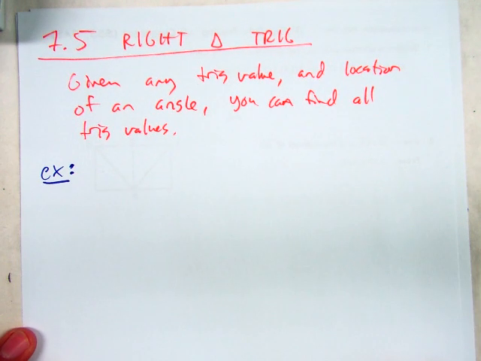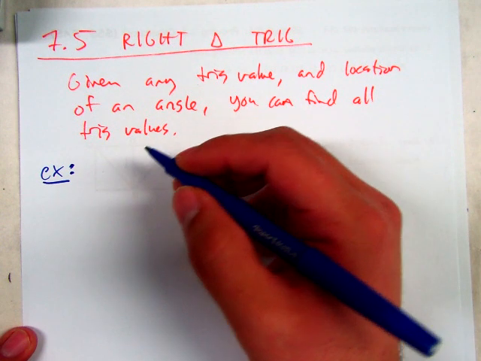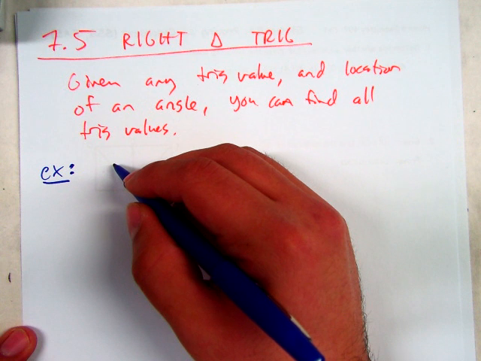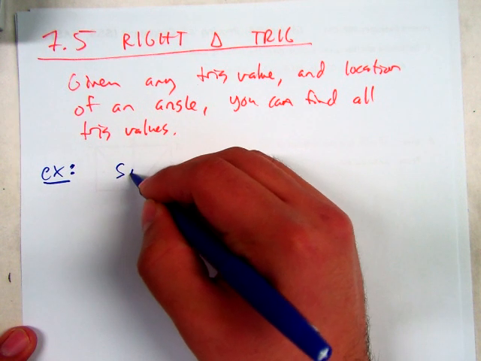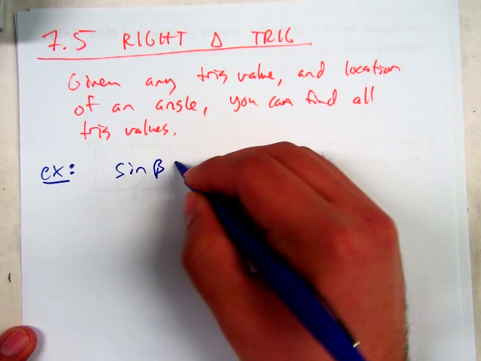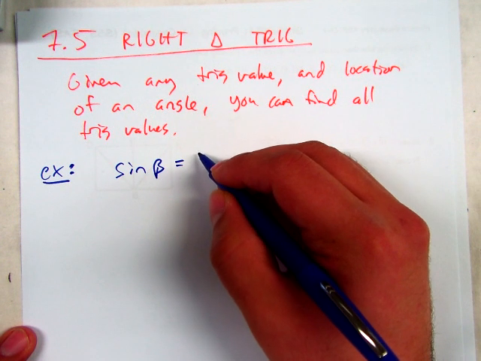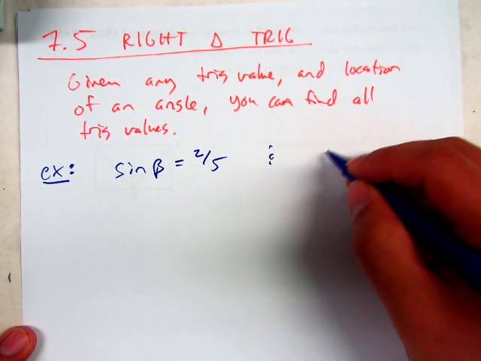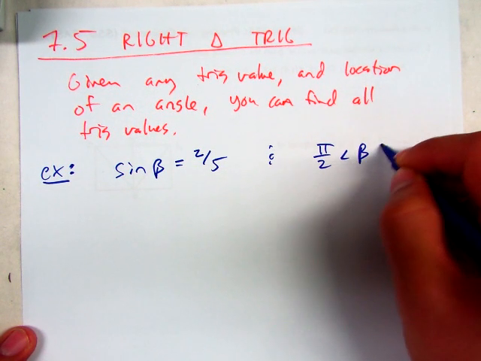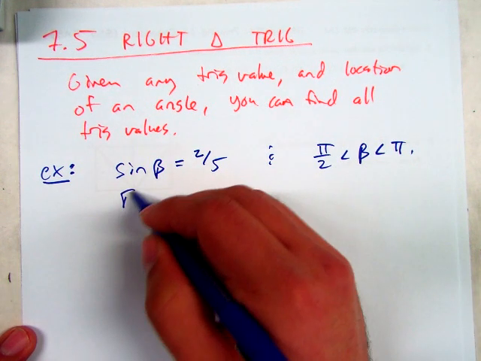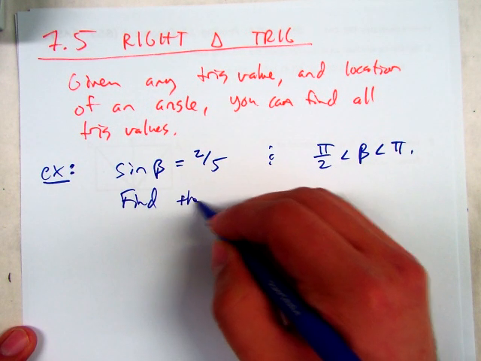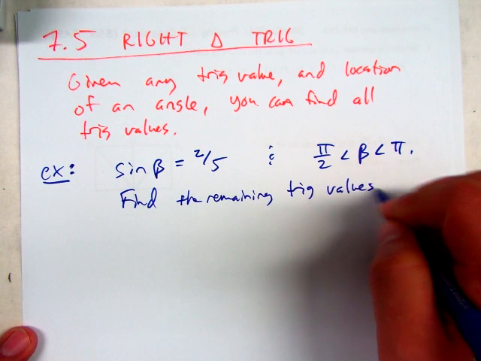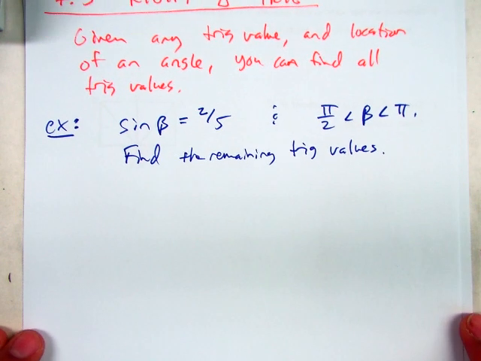Let's say that we know that sine of beta equals 2/5, and beta is between pi over 2 and pi. Find the remaining trig values.